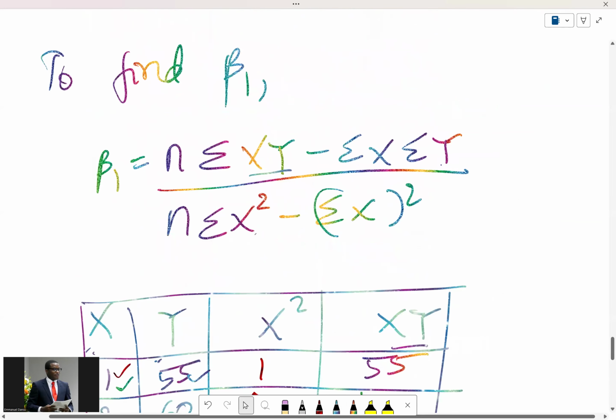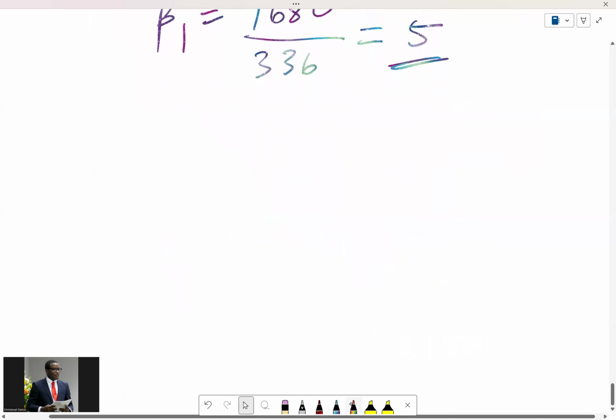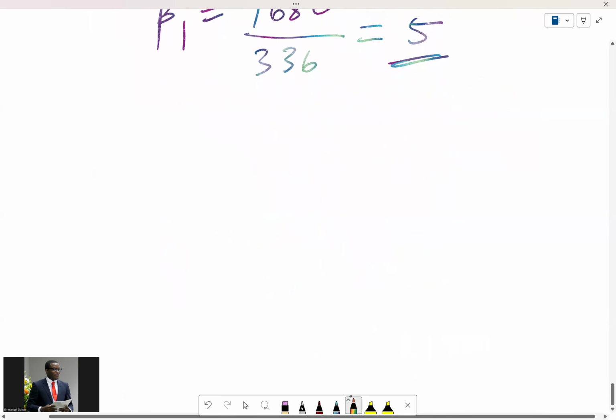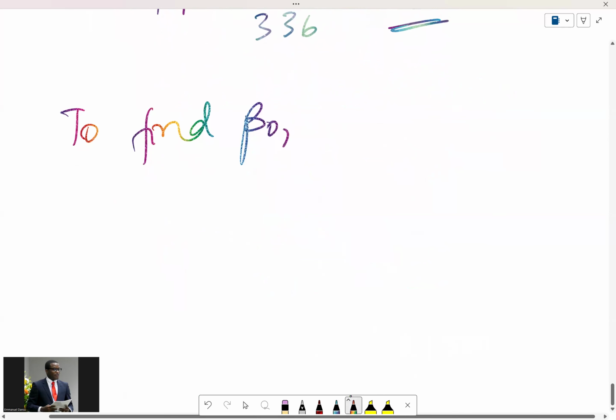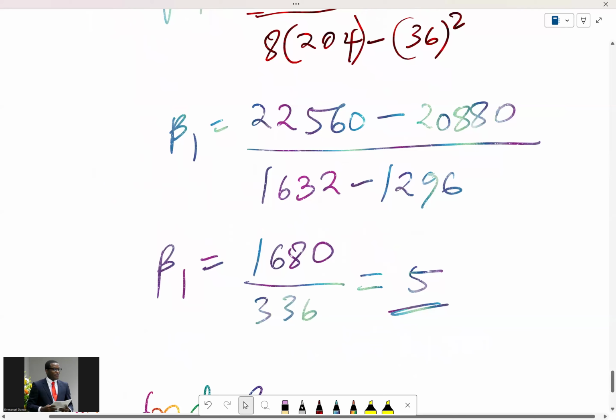This one is to find B1, right? The next thing is we want to find B0. B0 is equal to, what's the formula again? B naught is y bar minus beta 1 x bar. Thankfully, we've got beta 1 now, so we just need y bar and x bar.